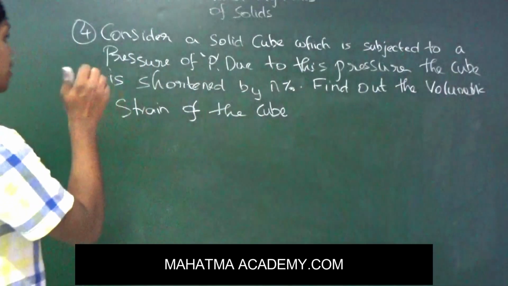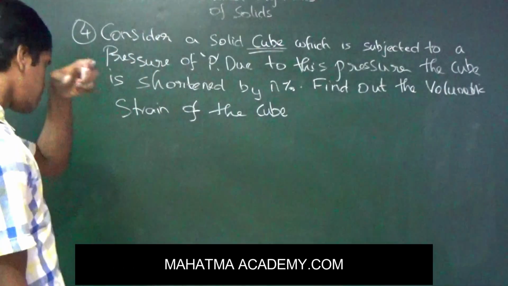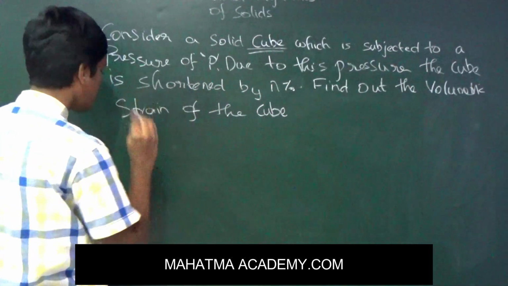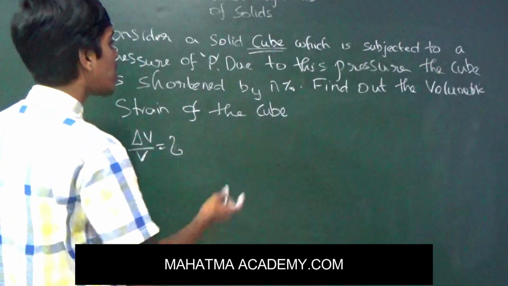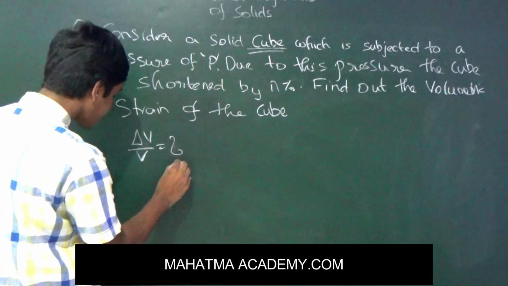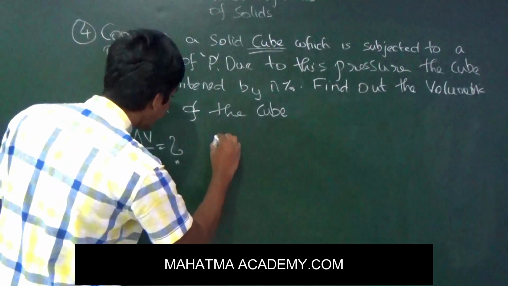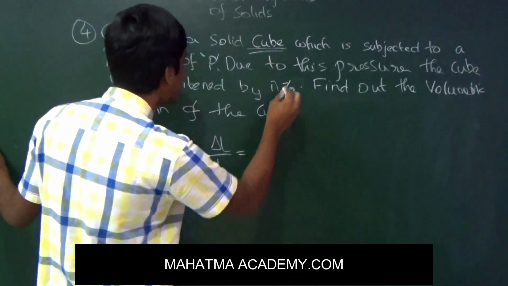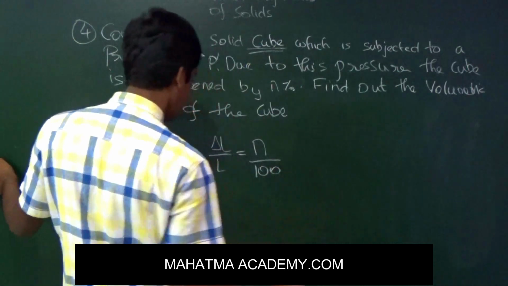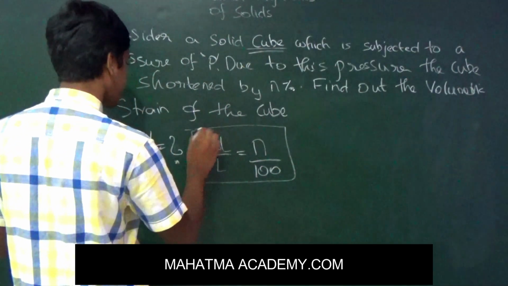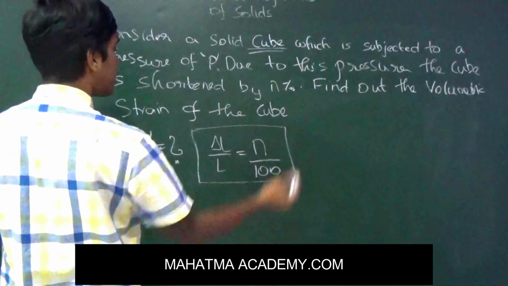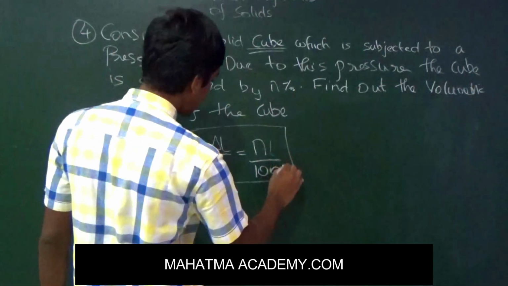You can solve. They have given a cube, a solid cube. So it has delta V by V, volume, solid. So delta V by V, we want to find out. And this is shortened by n percentage. So now we have delta L by L is equal to n by 100. Okay, delta L by L is equal to n by 100. Here 100 by n percentage, upwards and downwards both cancel.